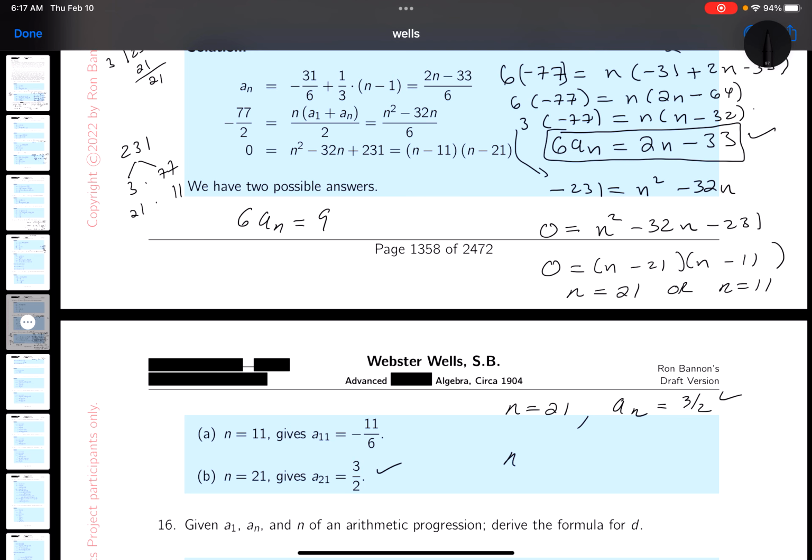Now let's try N equals 11, and I want to get AN now. Well, if N is 11, again, I'm still using this form up here. It's going to be 6AN, and 2 times 11 is 22. 22 minus 33 is minus 11. Then divide both sides by 6, and you get minus 11 over 6. And I see that right over here. All right? Thank you.